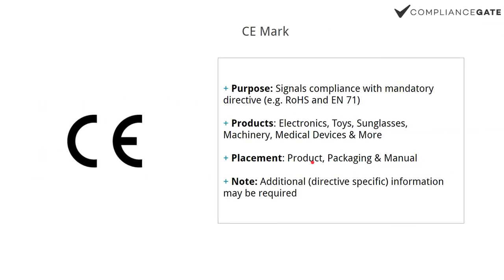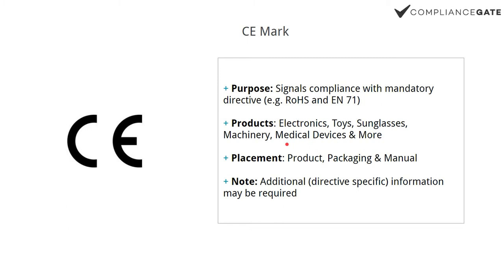So let's begin with the big one, the CE mark. And I'm sure you've seen this before. Now, the CE mark is a compliance mark that signals compliance with mandatory regulations that apply to that specific type of product. Okay, and the thing with CE is that you find it on electronics, toys, sunglasses, medical devices, and a whole range of different products.